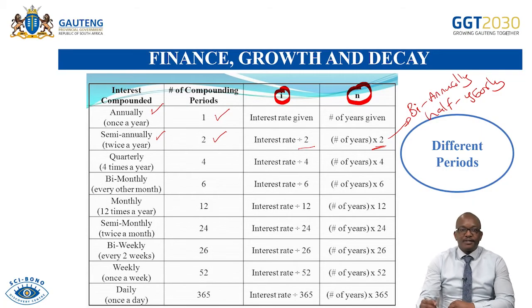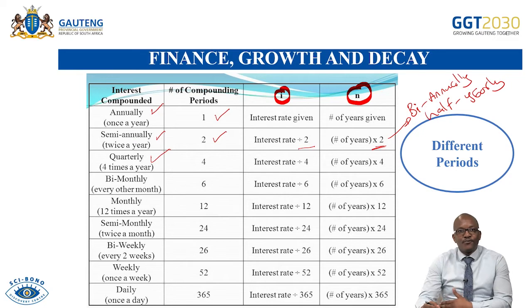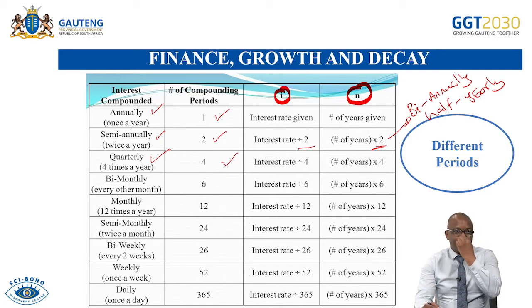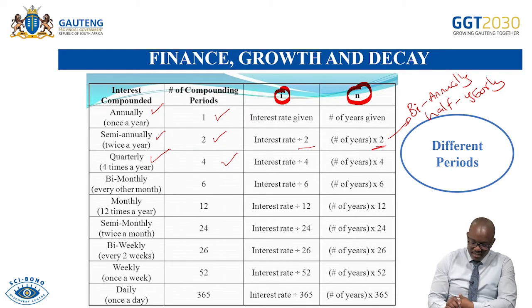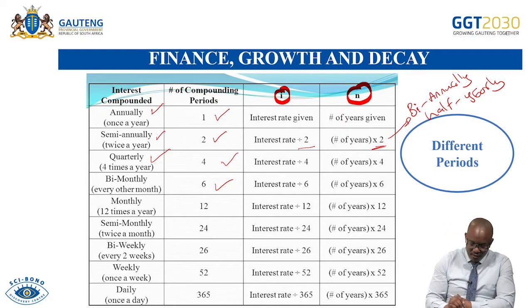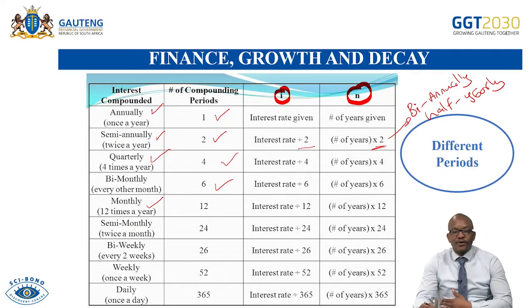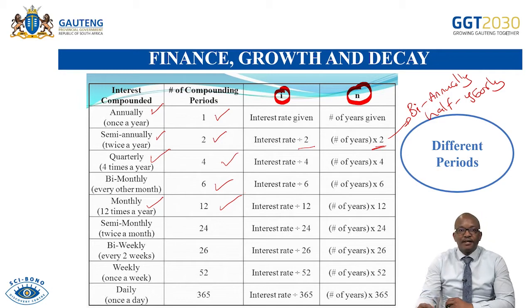So when we're talking about a quarter, remember, in terms of our quarters in a year, there are 4. We have term 1, term 2, term 3 and term 4. So when we are talking about quarters, it means the interest is charged 4 times a year. Then now we have what we call bi-monthly. When they're saying bi-monthly, it means your interest is charged 6 times a year. Then we have also monthly. Monthly, remember, we have 12 months in a year. So the interest will be charged each and every month.